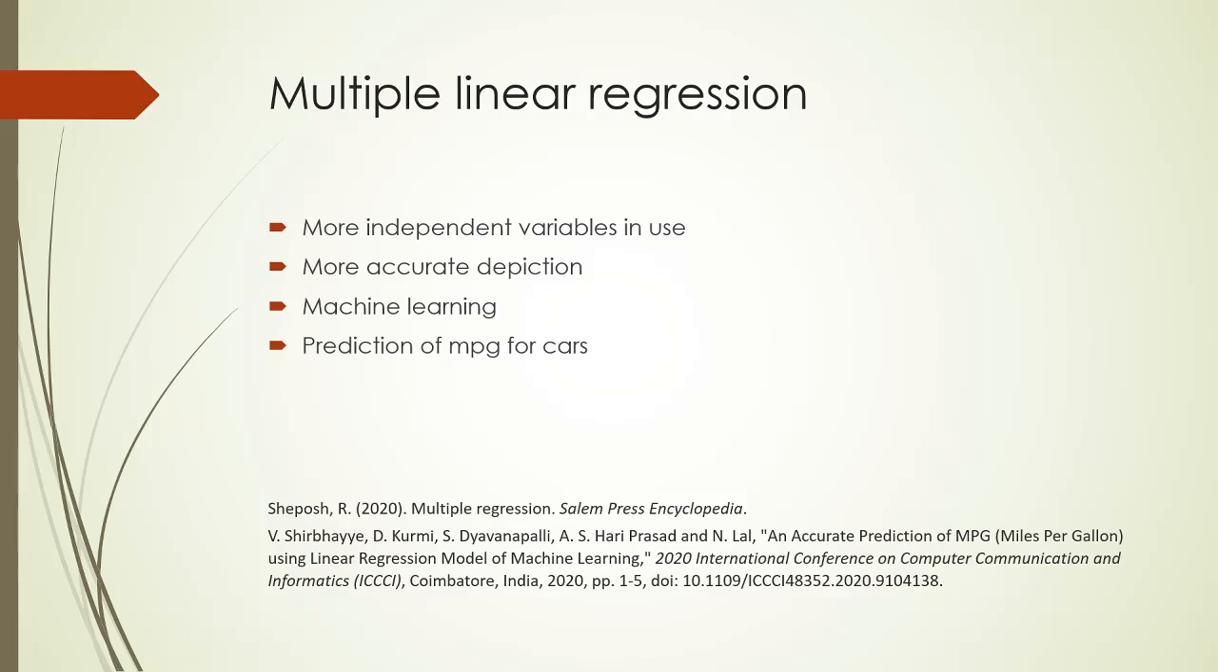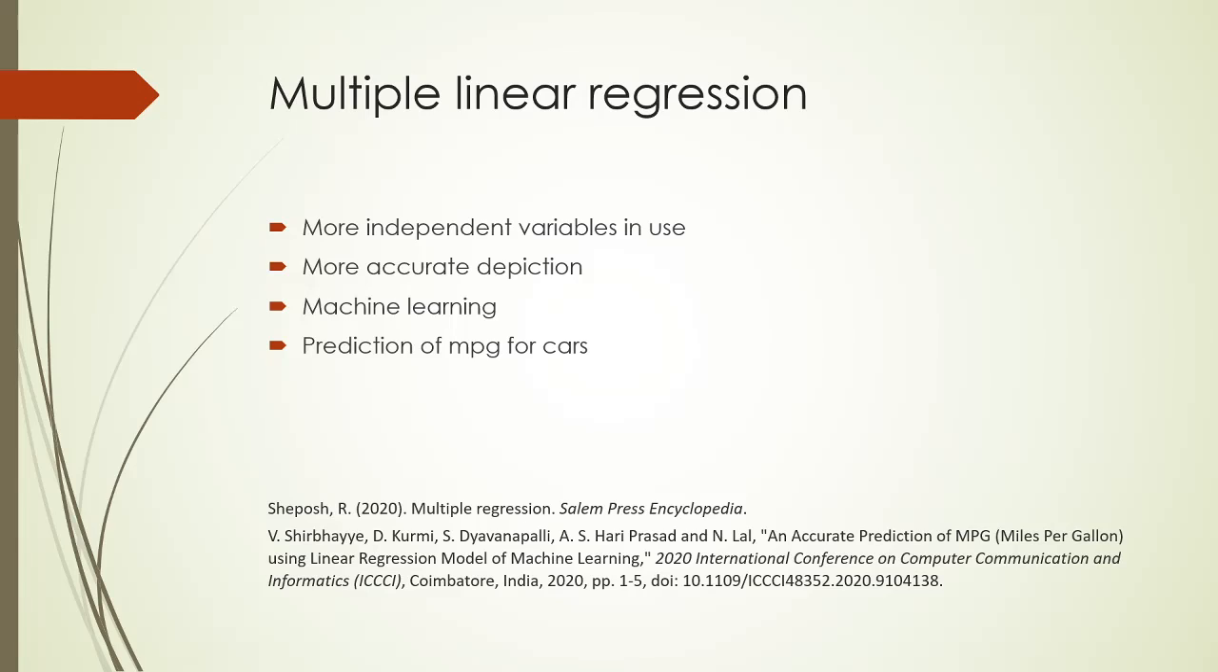Multiple linear regression is a type of linear regression that uses multiple inputs to get a given output. So this is typically giving us a more accurate depiction of what is actually going on, because in most scenarios, you're going to have more than just one thing affecting your output. And machine learning is one tool that uses linear regression a lot.